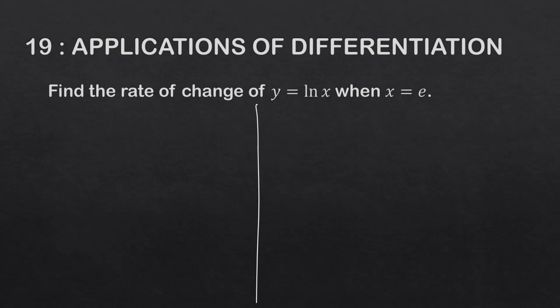All right, so in this case, whenever you say dy/dx of ln x, you're going to have 1 over x. Okay? 1 over x. And then they say when x is e, this simply means that the answer is going to be 1 over e. That is the answer.